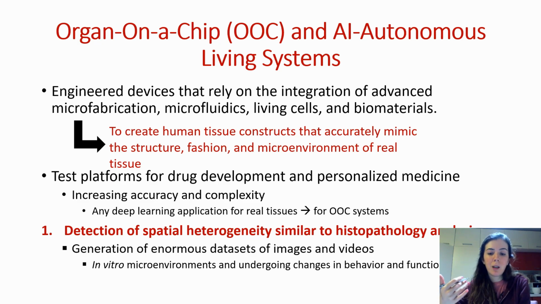We expect organ-on-chip systems will mimic real tissue with increasing accuracy and complexity, so any deep learning application for real tissues can also be applicable for organ-on-chip systems. First, as organ-on-chip systems continue to evolve, microfluidic tissue-level structures will be cultured, maintained, and could be studied over large sample regions of the organ-on-chip tissue to detect spatial heterogeneity, similar to modern histopathology analysis.